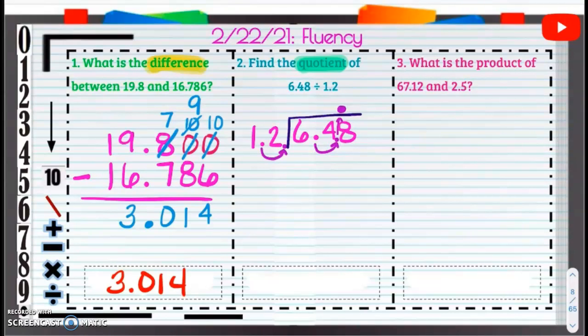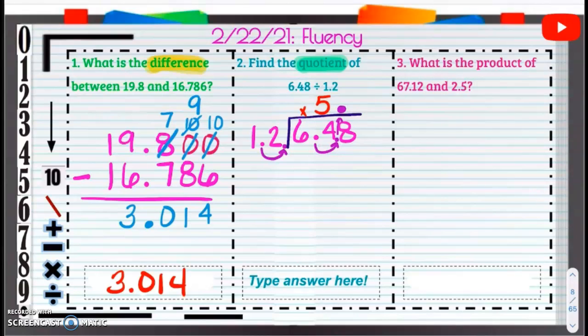Can 12 go into 6? No. Cannot go into 6. Can 12 go into 64? Yes, it can. I think 12 can go in. What if we did 5 times, or let's try 6 times. 6 times 2 is 12. 6 times 1 is 6, plus 1 is 7. Ooh, so what about 5 times? 12 times 5, 5 times 2 is 10, 5 times 1 is 5, plus 1 is 6. Yeah, so it can go in 5 times. 5 times 12 is going to be 60.